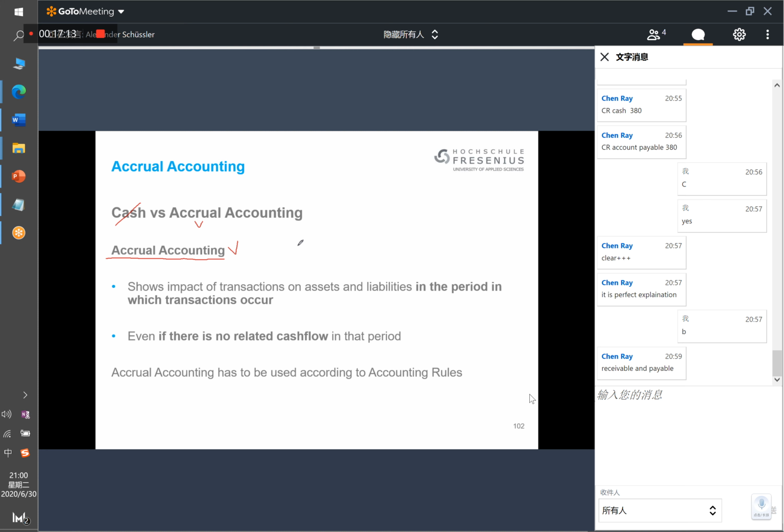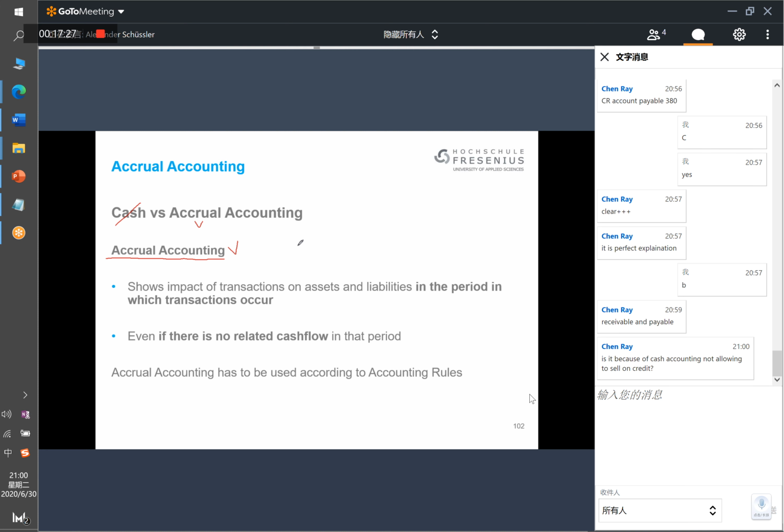Yeah. So this means, for example, if BMW is selling a car, yeah, it can book revenue, even if the customer has not yet paid. Yeah, even if there is no related cash flow, revenue can be booked. Yeah, so that's why we have receivables and payables.